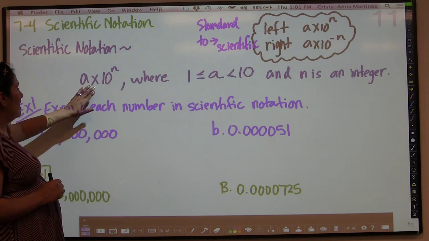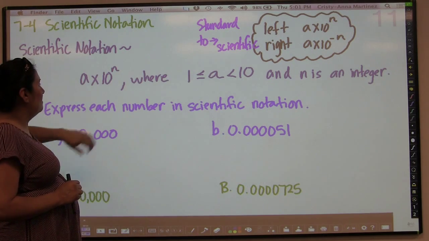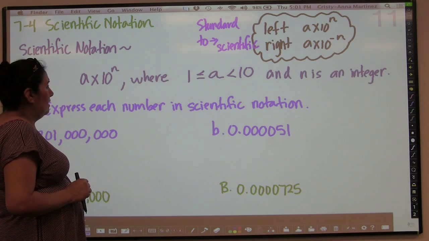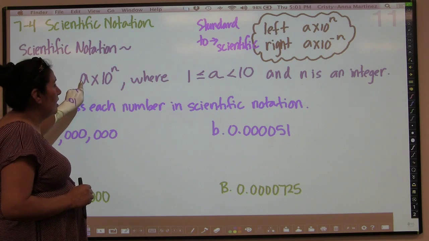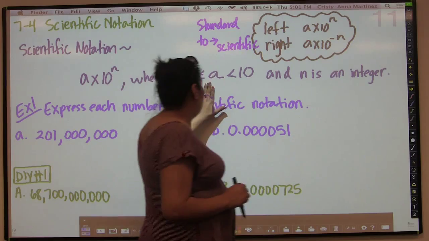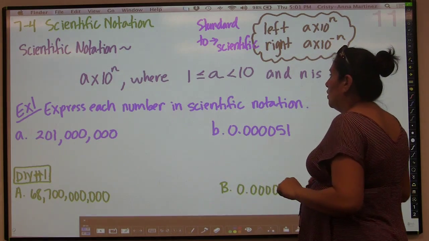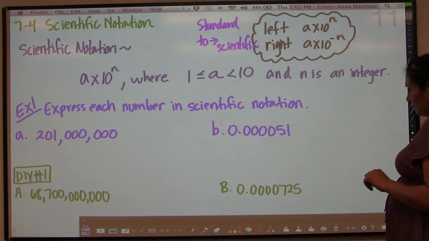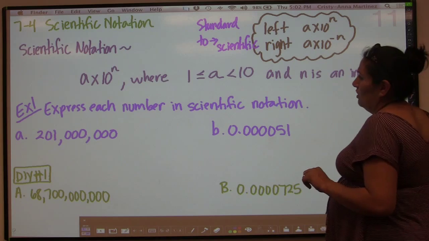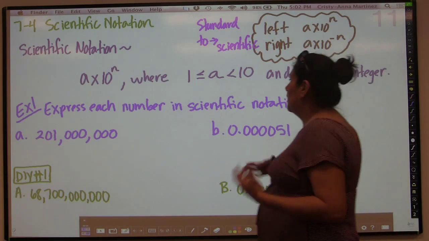A number is considered to be in scientific notation when it's in this form: a times 10 to the nth power. The a value in front of the times 10 part needs to be a number that is greater than or equal to 1, but less than 10. So we don't want it to equal 10, but we want it to be less than 10. Also, n needs to be an integer, so it can't be a rational exponent like the last lesson. So we're going to do some examples here.